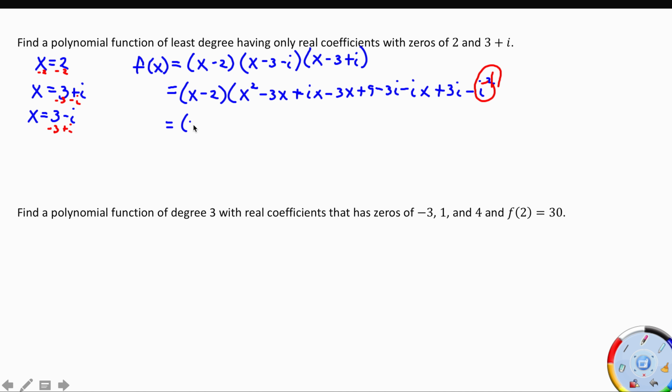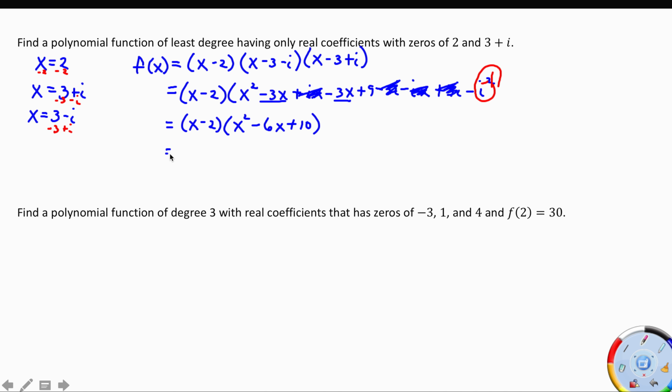So we have x squared minus 6x plus 10. And look, here's an x squared. Here's minus 3x minus 3x, so minus 6x. Here's plus ix, and here's minus ix, so plus ix minus ix. Here's minus 3i plus 3i. And here's plus 9 minus -1, so plus 9 plus 1, plus 10.